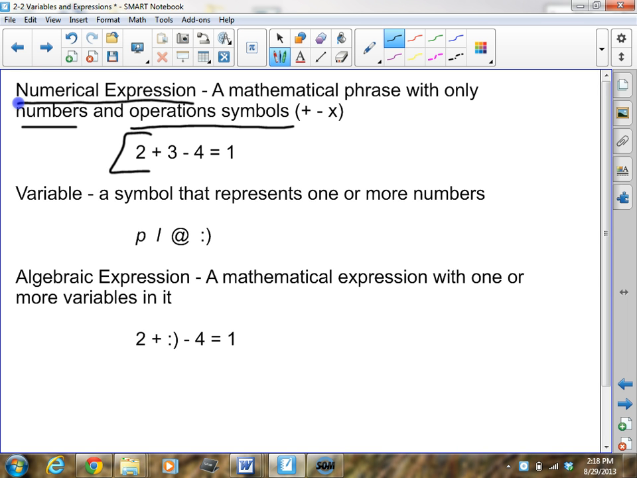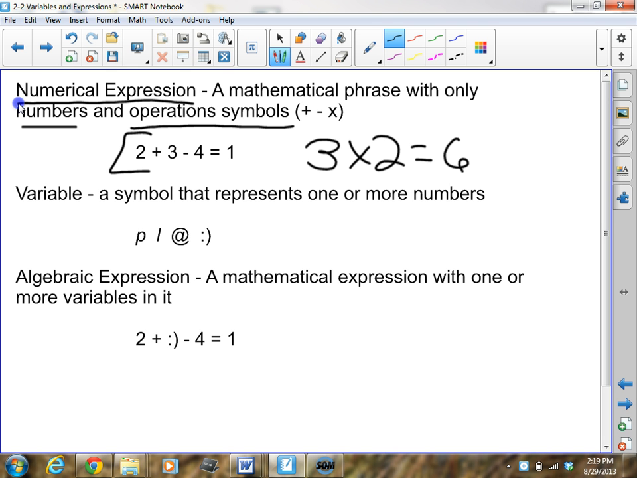minus 4 equals 1. That's easy. I can solve that and get it done pretty easily. Another example is 3 times 2 equals 6. That's another example of a numerical expression. Big word, but a very easy idea. Numerical expression. Now, here's where we get to some new things.